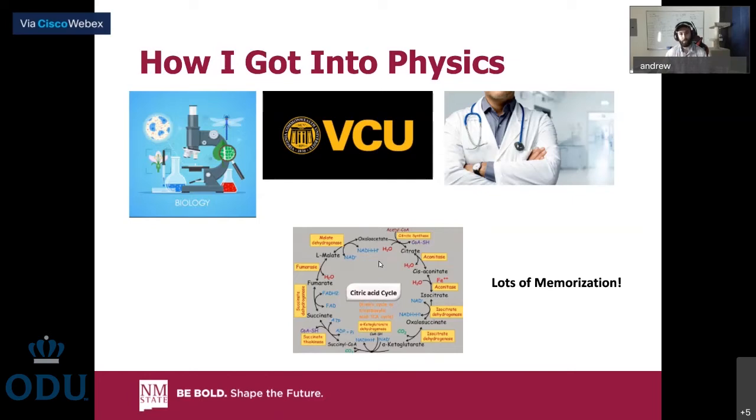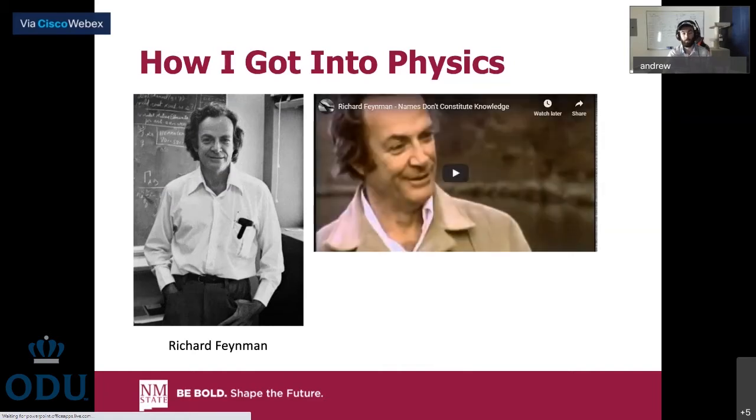And I didn't know any better because there was no consequence to not treating it that way. Me and my friends would go to the library and study for hours by just memorizing these cycles. There was a point where I knew every single term in this cycle. Oxaloacetate combines with H2O and does all this other stuff, but I can never tell you why it did that. And it was around this time that I came across a famous physicist named Richard Feynman.